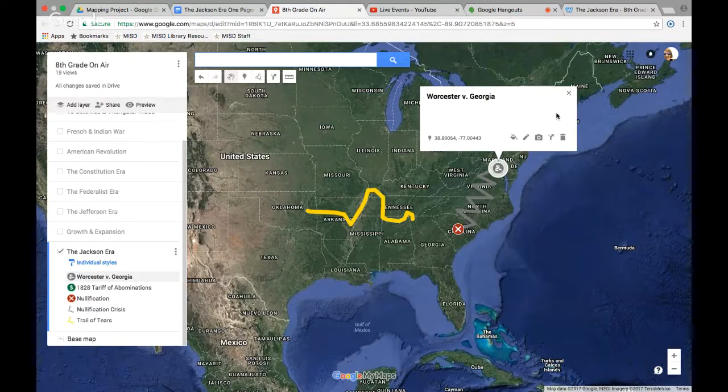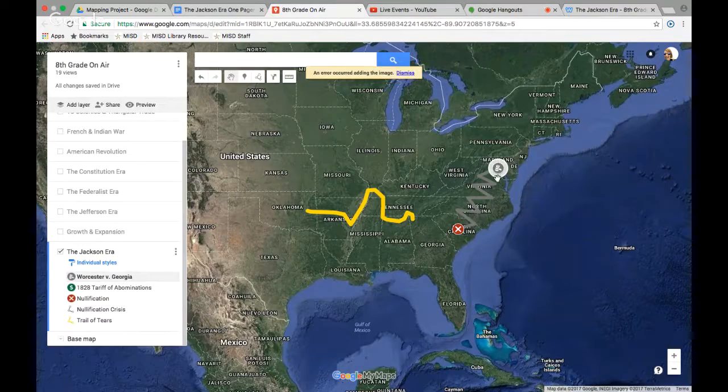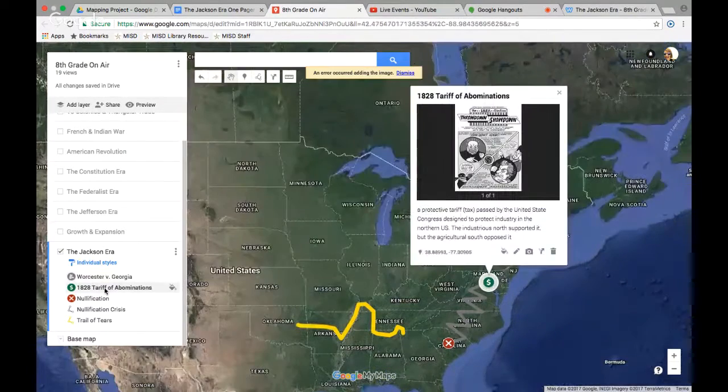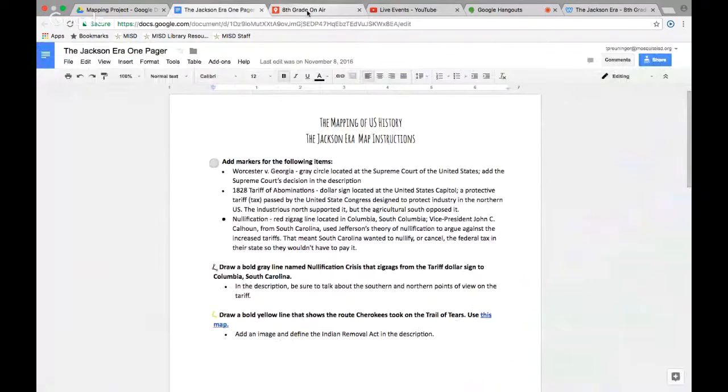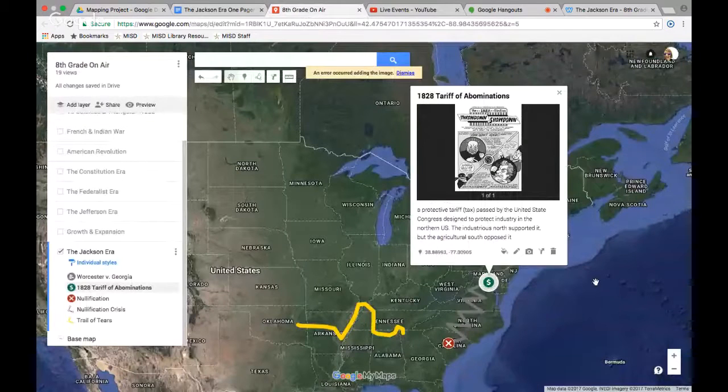All right, the second thing that I want us to map is the Tariff of Abominations. You can click on that over here. What I've done is copy some background information that was available on our instruction page. This tariff was designed to protect northern industry so that hopefully we would not have to rely on other countries for their goods. So Congress passed this tariff that would make imported goods extremely expensive.